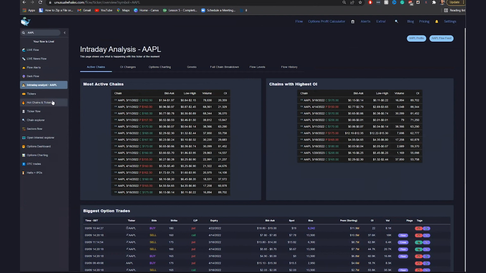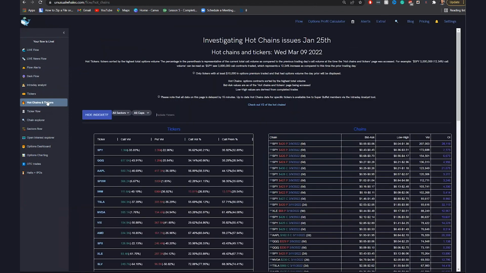And then my final favorite thing that I like to use, out of the three, right? I use sector flow a lot. It's going to be a close third, maybe in the top three, but the hot chains and tickers on an everyday basis help me identify, are there any swings that I could look at that are getting aggressive call volume, right? Are there any day trades that are getting aggressive volume as well?